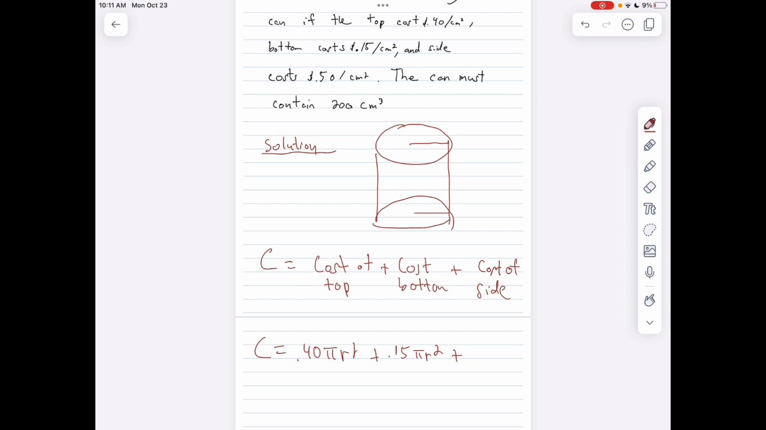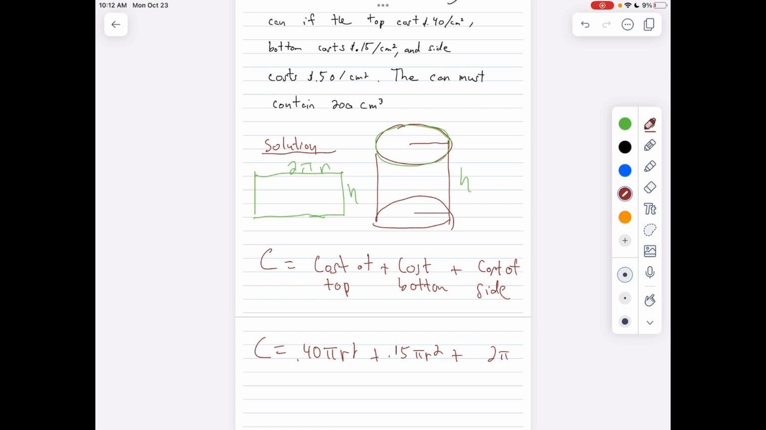And the cost of the side is a little trickier, but one thing you have to remember about the side of a cylinder, a circular cylinder is the more correct way to say it: if you take the side and you unwrap it, you make a rectangle. The width would be the height, and the length would be the distance around. That's the circumference, so it's 2 pi r. So the area of the side is 2 pi r h, times 0.5.